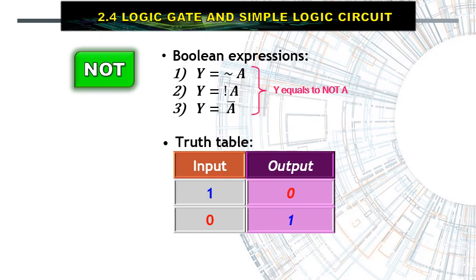So the truth table, let's say the input is 1, and the output is 0. If the input is 0, the answer will be 1.